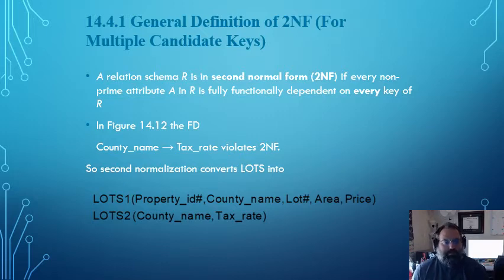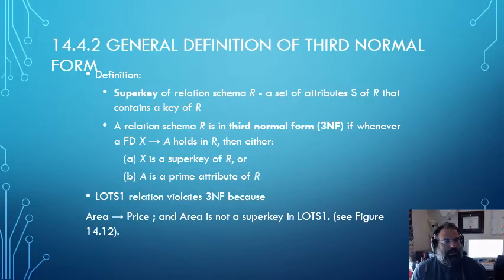14.4.1 General definition of second normal form for multiple candidate keys. A relation schema R is in second normal form if every non-primary attribute A in R is fully functionally dependent upon every key in R. For example, in figure 14.1.2, county name implies tax rate involves a second normal form violation. So second normalization converts lots into lots 1, lots 2, and so on.